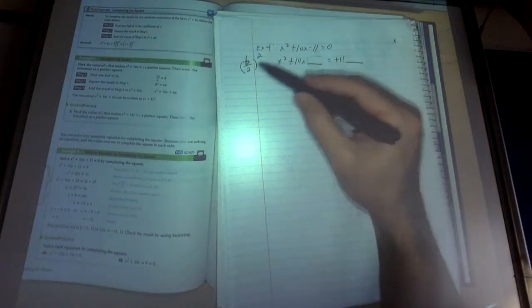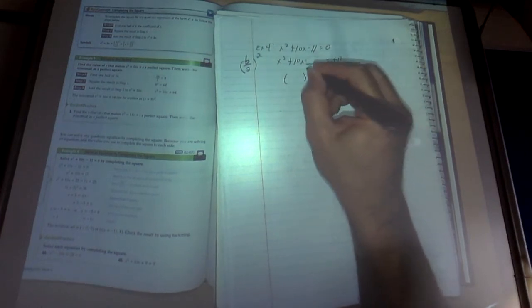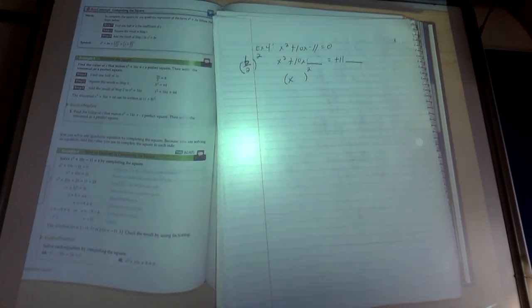So we're going to do it right here. B divided by 2 squared. Here's how I'm going to write it. I'm going to write my factor already as something squared, just like we did on the front side. I'm going to go ahead and get it there. It's what I want. It's called a perfect square trinomial.